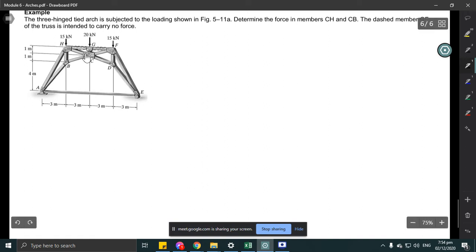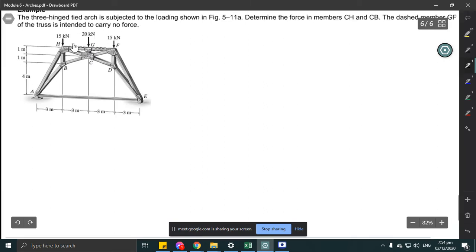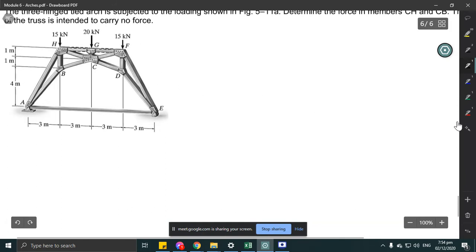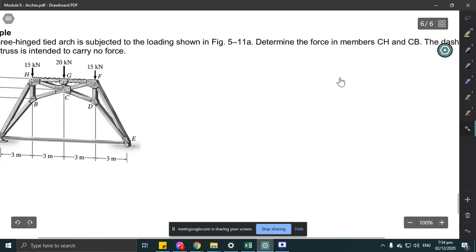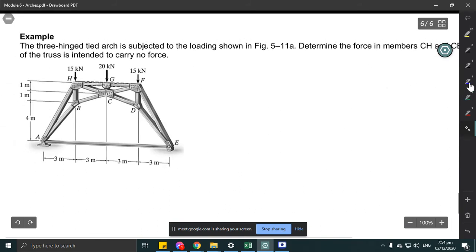Okay, so yung may dash line ka daw dito. Ito, this actually kasama rin dapat si HG. So yung dash line dyan indicates that yung member na GF mo and HG would not carry any force. Okay? So, ang pinapahanap dito is yung ating forces in members CH and CB. So, dito yung pinapahanap. Itong member na to and this one.